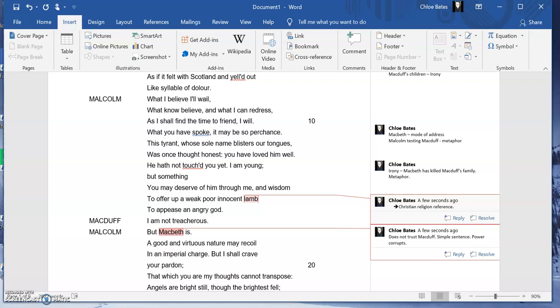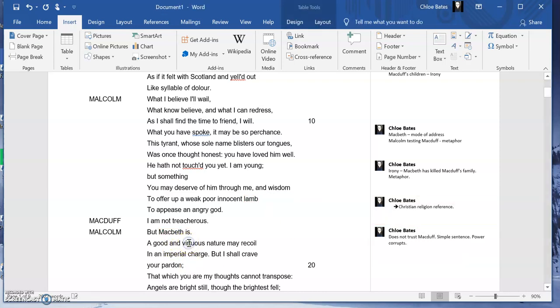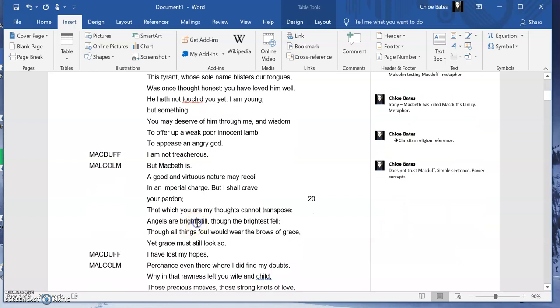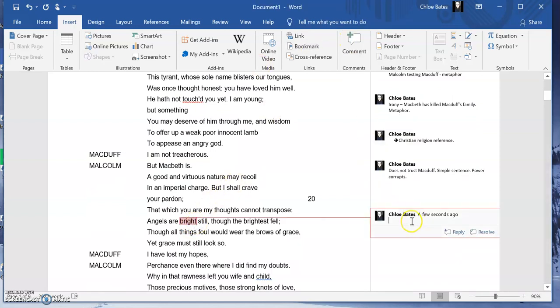So, men may look a certain way, but they have secret feelings behind it. So this is the angels are bright still, though the brightest fell. So this is all the kind of look like the innocent flower, be the serpent under it. So men can look a certain way, so be bright, or the brightest, so the best men, but underneath it all, they can have secret feelings. So this very much parallels the duplicitousness within the play and that whole look like, I'm just going to put look like the innocent flower here.